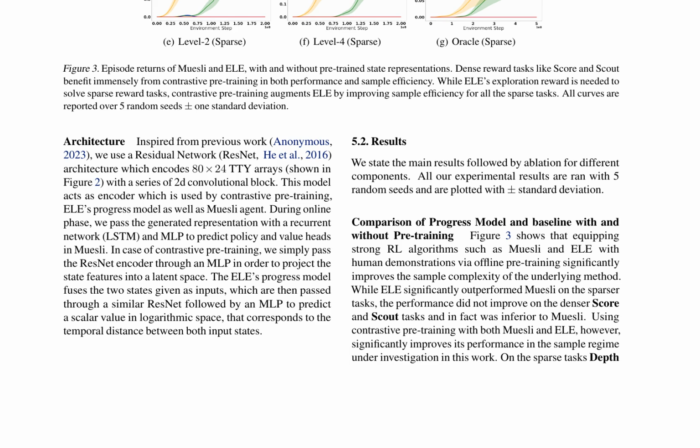The experimental results, run with 5 random seeds and plotted with 1 standard deviation, demonstrate that equipping strong RL algorithms like Muesli and ELE with human demonstrations via offline pretraining significantly improves the sample complexity of the underlying method. While ELE outperforms Muesli on sparse tasks, the performance does not improve on dense tasks. However, using contrastive pretraining with both Muesli and ELE significantly improves its performance in the sample regime under investigation.